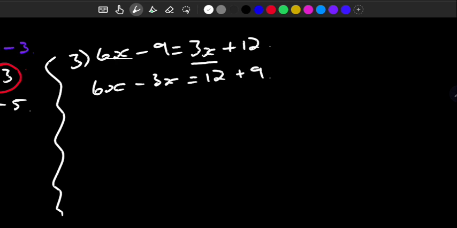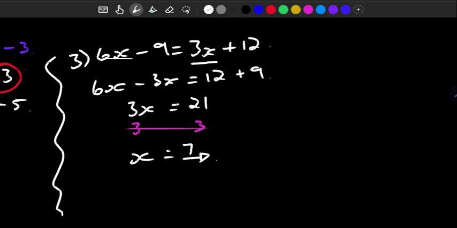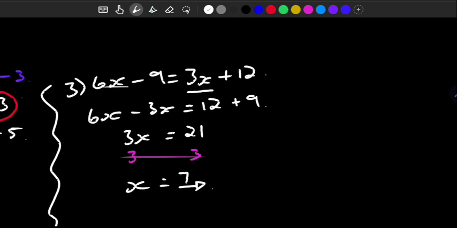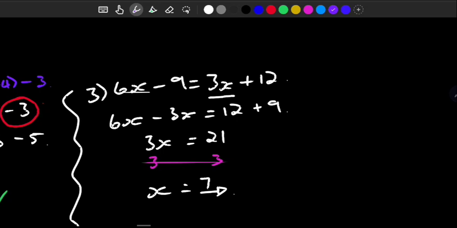Then you have 6x minus 3x gives us 3x equals 12 plus 9 equals 21, right? Then you divide both sides by 3, divide by 3 there also, and your answer is x equals 7, right? Again, we test just to ensure that we are correct and we have the right answer.